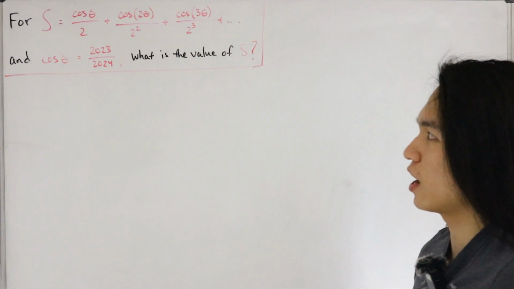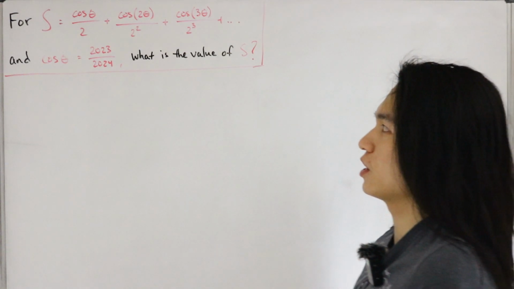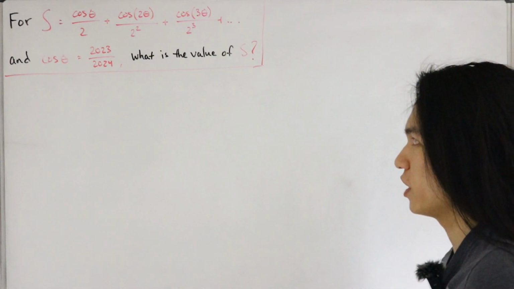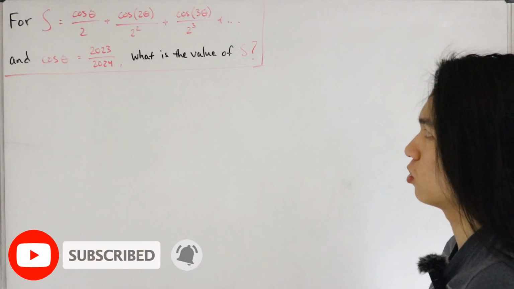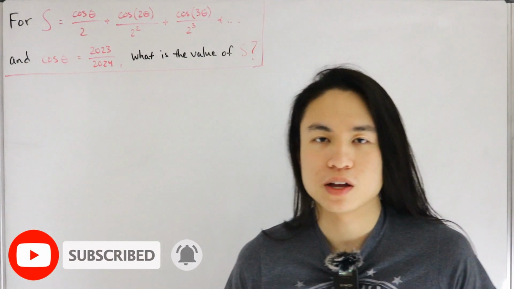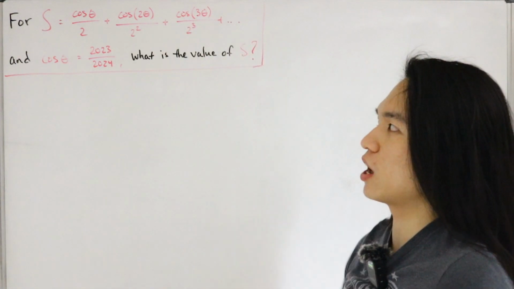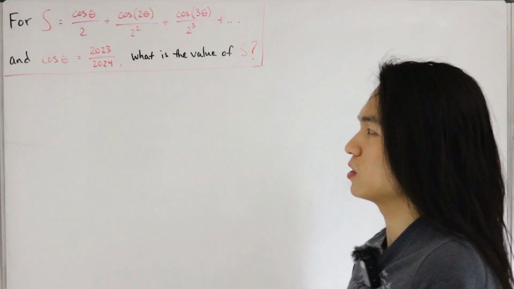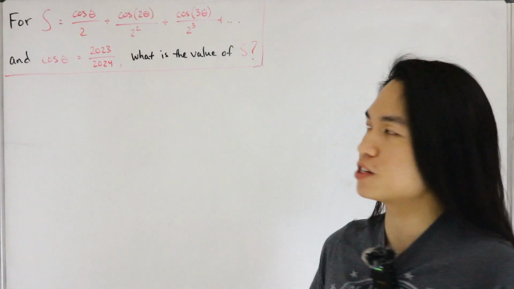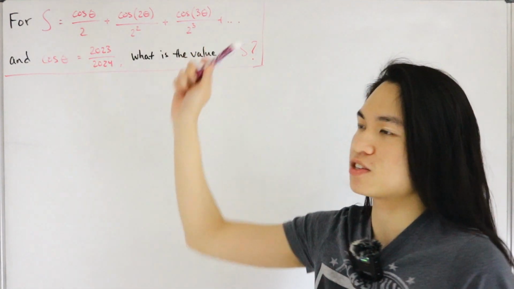So we're given that S is equal to cosine theta divided by 2, plus cosine of 2 theta divided by 2 squared, plus cosine of 3 theta divided by 2 to the third power, and so on. As you see, we have an infinite sum that we're utilizing. And we're also given the value that cosine of theta is equal to 2023 divided by 2024. What is the value of capital S?